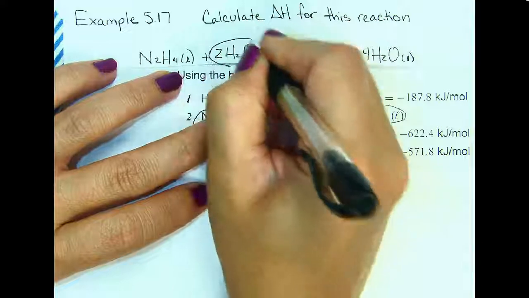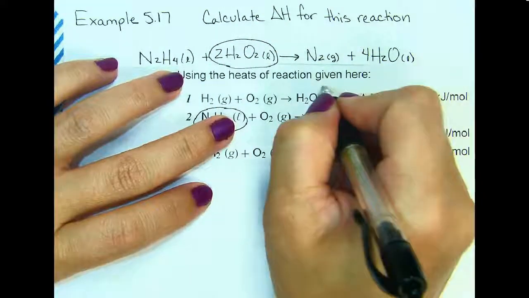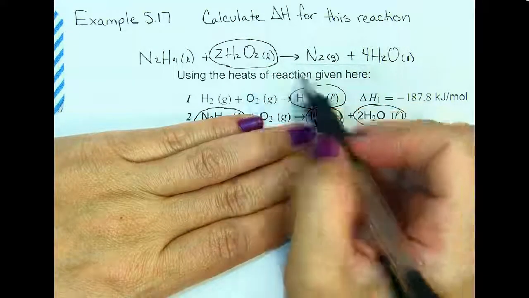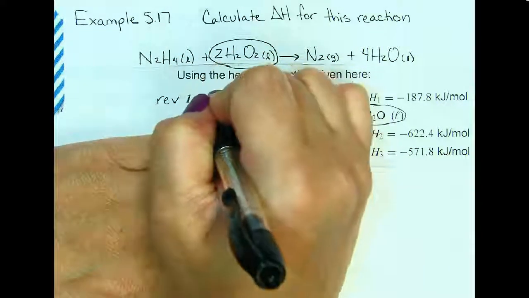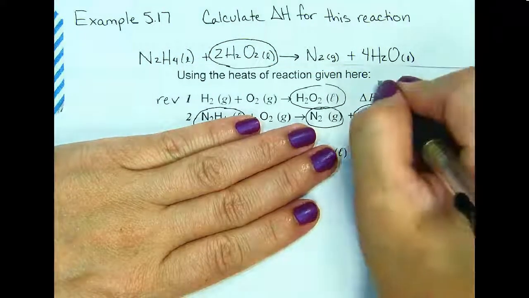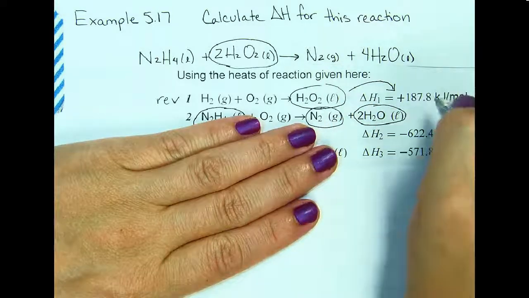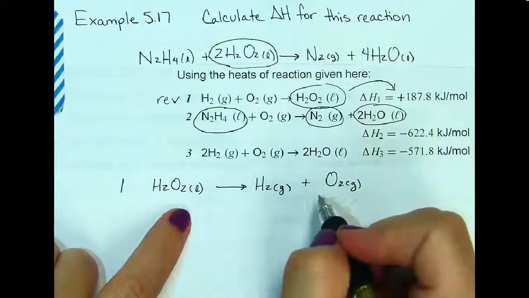And notice we have H2O2 liquid as a common factor here. My problem is this H2O2 is on the reactant side, this one's on the product side, so we need to reverse reaction number 1, which means that this is going to change from being negative to a positive value. So I'm going to rewrite equation number 1 below. So here it is down here.